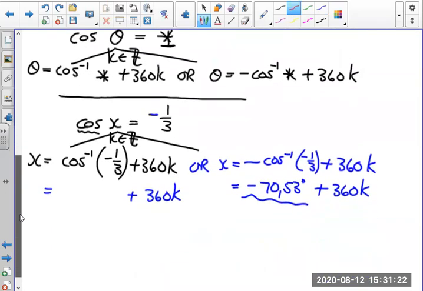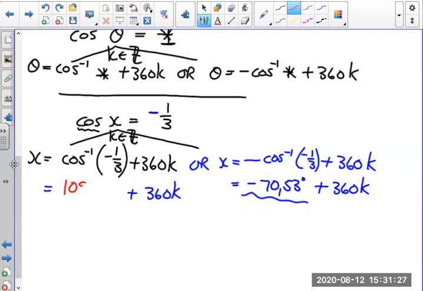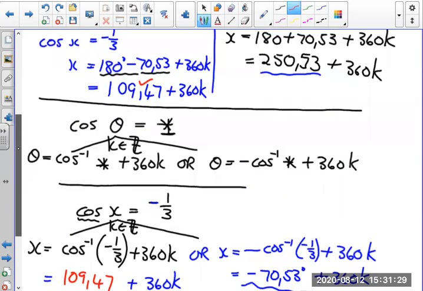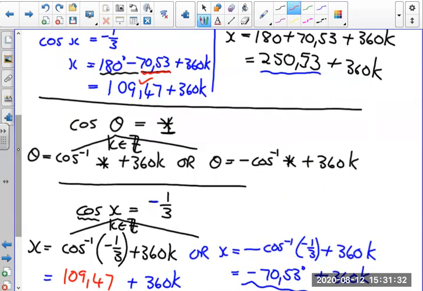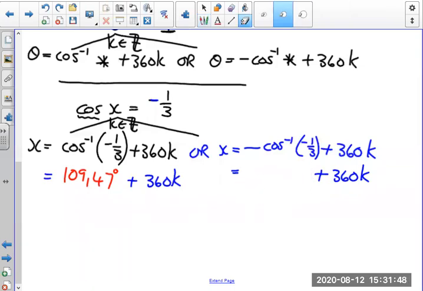Okay, so now here it was supposed to be 109.47. Okay, so can you see your method with a reference angle and my method without the reference angle gives me exactly the same answer. Okay, and now the same here. I'm going to get minus 109.47. If I just say minus shift cos minus a third, I'm going to get minus 109.